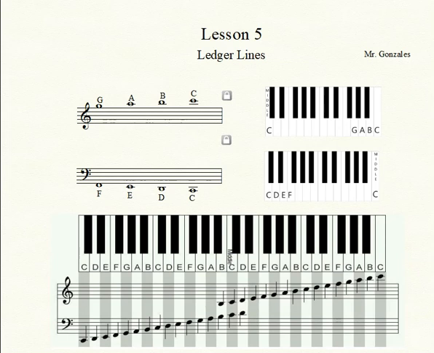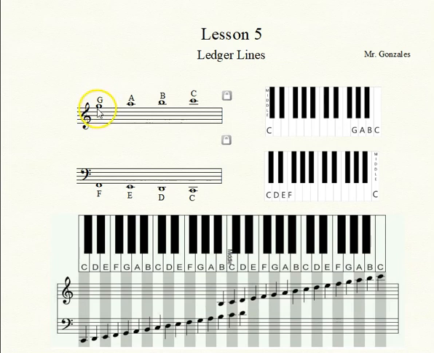The main objective of this lesson is to be able to identify the notes above the treble clef staff and below the bass clef staff. Let's get going. More than one ledger line may be added to extend the lower and upper ranges of the grand staff. The next higher notes of the treble staff are G, A, B, and C.